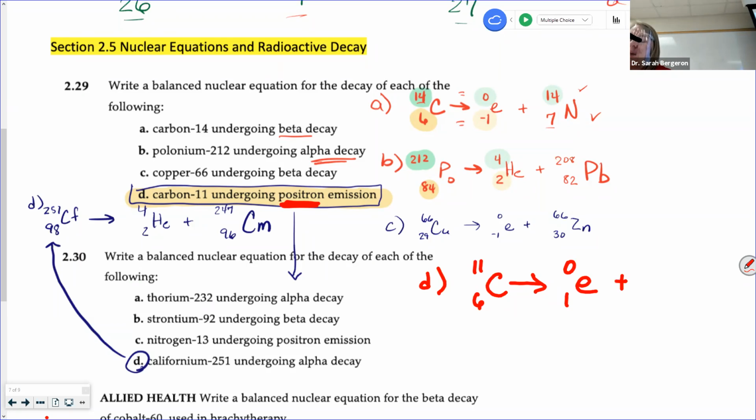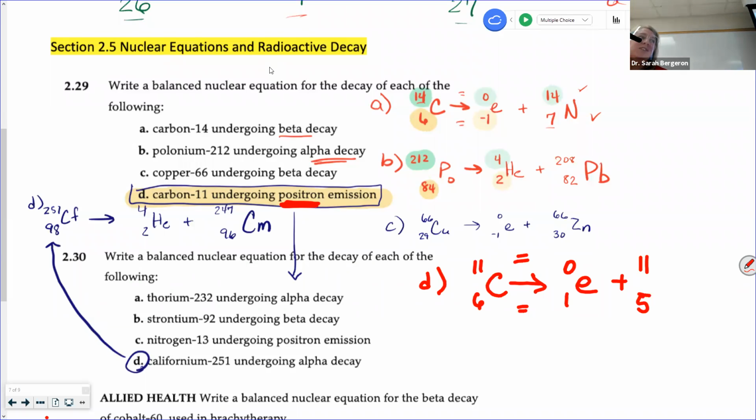Okay. Now, our problem is we got to figure out what is left. So it's like a math equation. The top and the bottom is just like a math equation. Everything on the left-hand side at the top needs to add up to everything on the right-hand side at the top. Same thing at the bottom. So don't try to fill in your symbols until you do the numbers first. So look at the top. If I have an equal sign here, 11 is equal to 0 plus what? 11. 6 is equal to 1 plus 5.